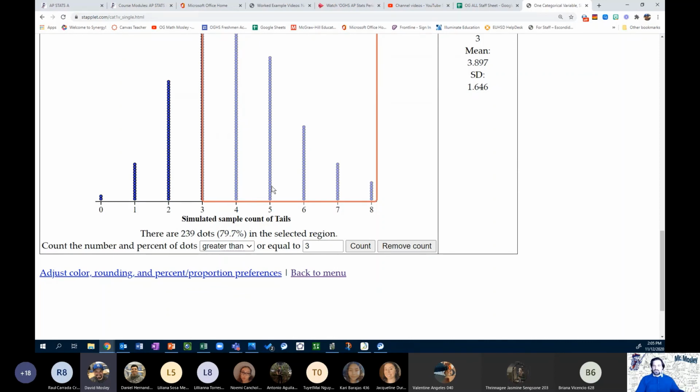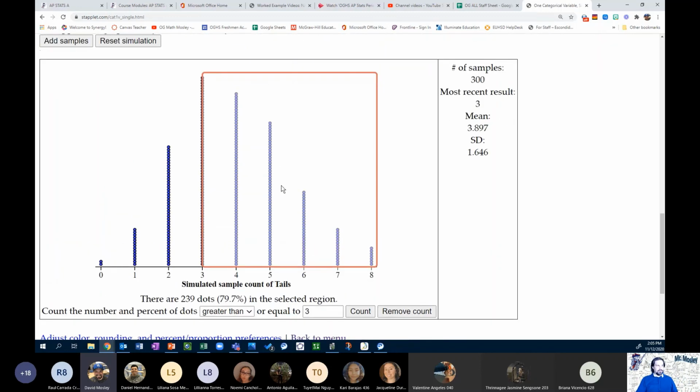So in answering the question, we can say, well, based on our sample, our simulation here, it's about 80% chance that you'll get 3 or more tails. Right? So Staplet has it set up where you can kind of easily create a simulation scenario, so that's kind of nice.